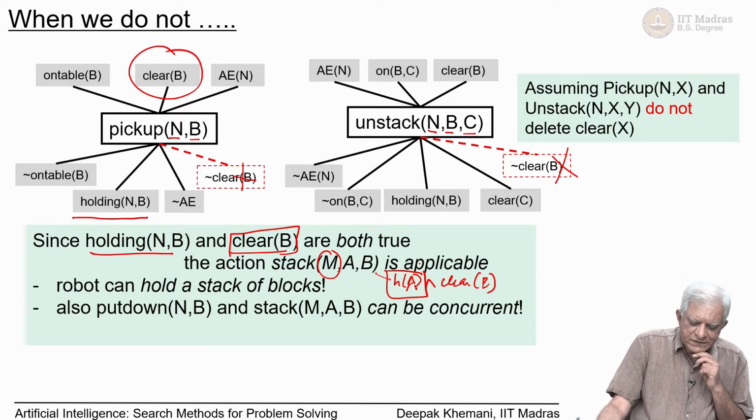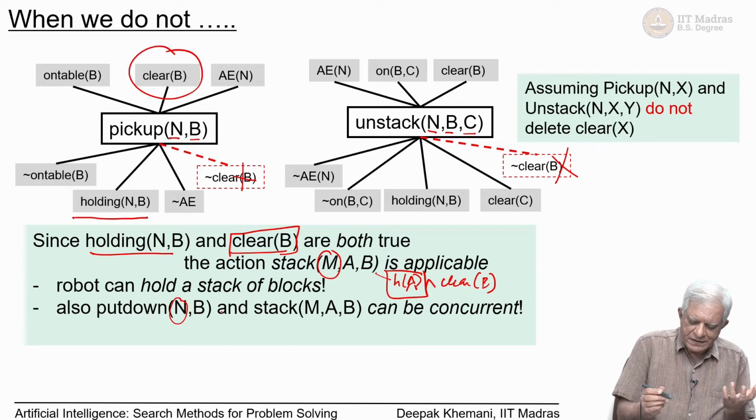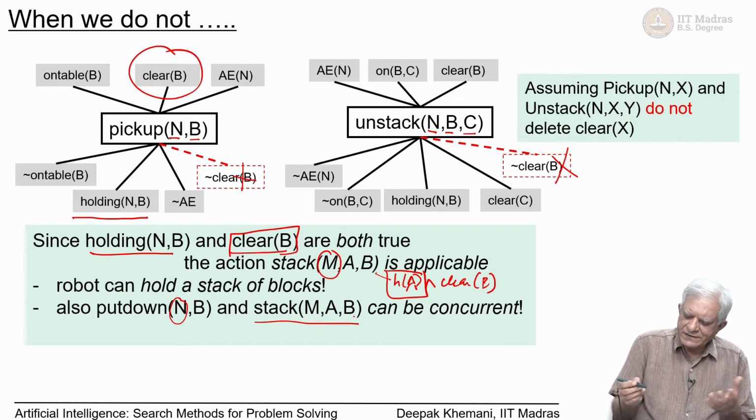Now, remember that you have picked up B, arm N has picked up B, so it is holding B, and you want to put it down, let us say on the table essentially. So, arm N can put it down onto B, and this stack M on top of A can happen at the same time essentially. There is nothing to say that these two actions cannot happen in parallel.